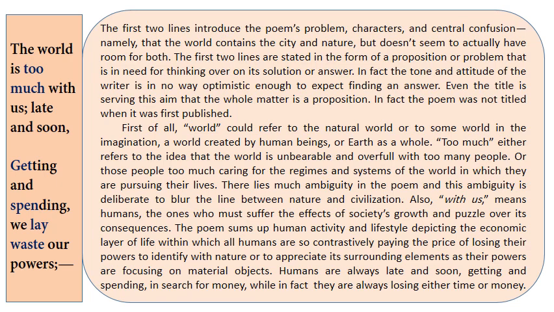Also, it gives us the characters, which is the speaker, of course. There is no other character, and the central confusion is that the world contains the city and nature. Here we have two parts. One of them is prevailing over the other, and we are going to see the consequences of this prevailing, or this control, because we cannot combine both city and nature at the same place, in the same world.